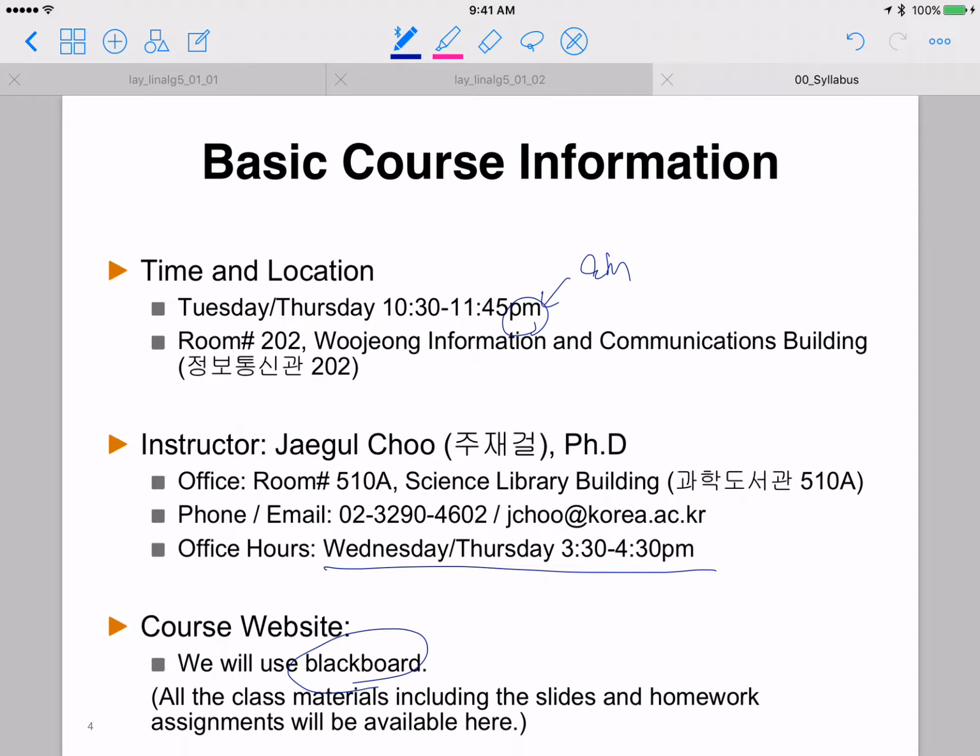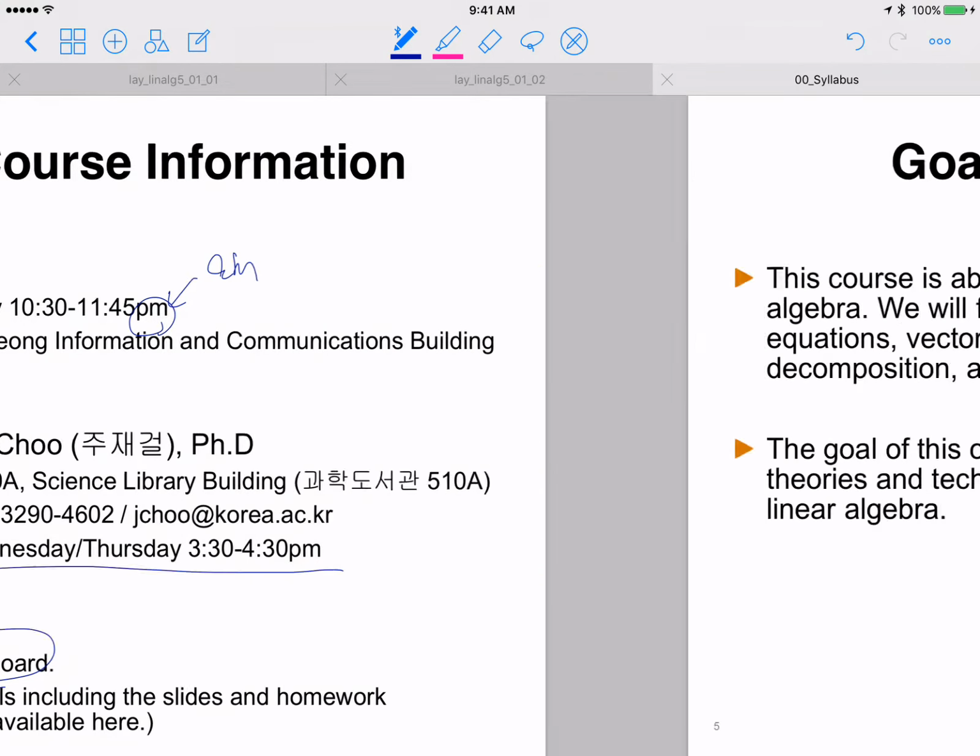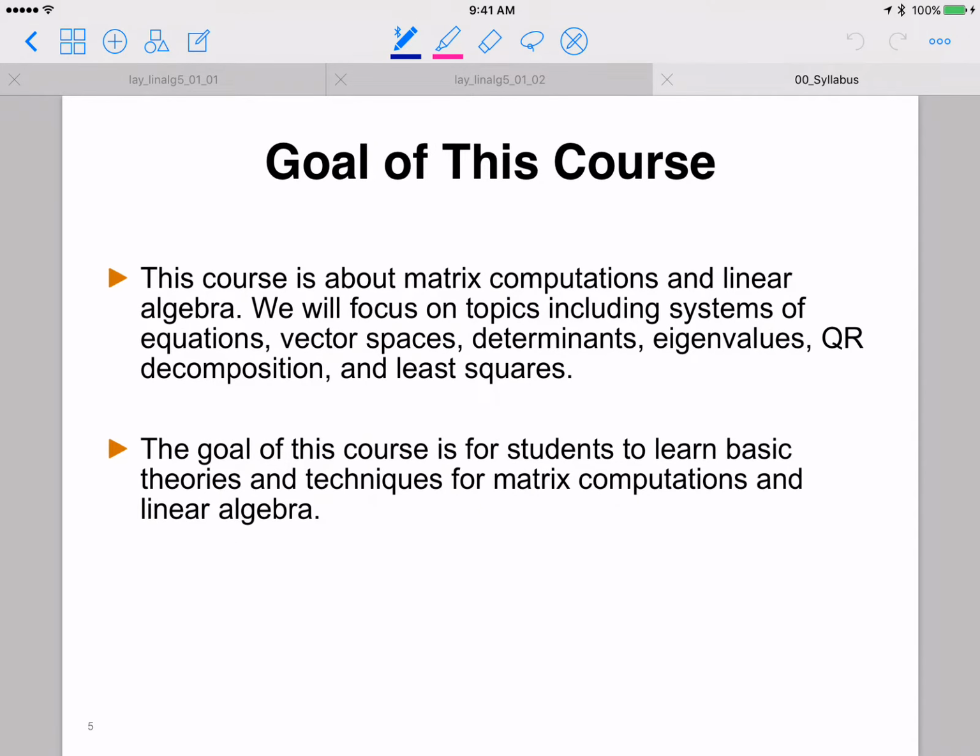Yeah, so this is a Blackboard website, and if you go to this course tab, then it will list up the courses that you take. Then, yeah, this is called MES for computer science. And this course is about matrix computation.